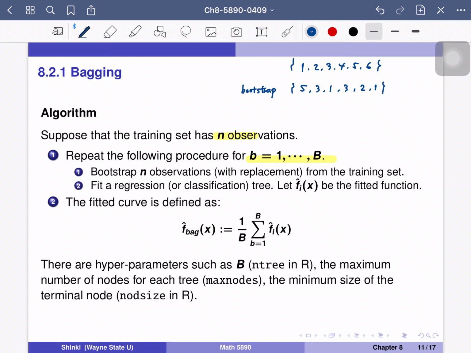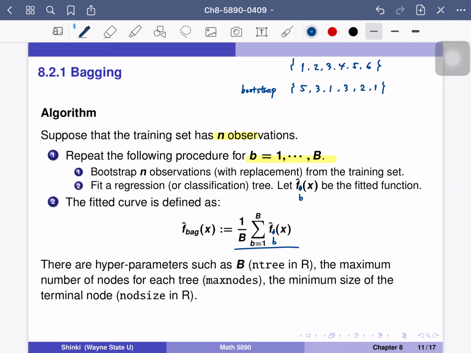Then we fit the regression tree and let f hat sub b of x be the fitted function. Then we repeat this many times, and the average, f hat bag, is defined as the average of these fitted functions.